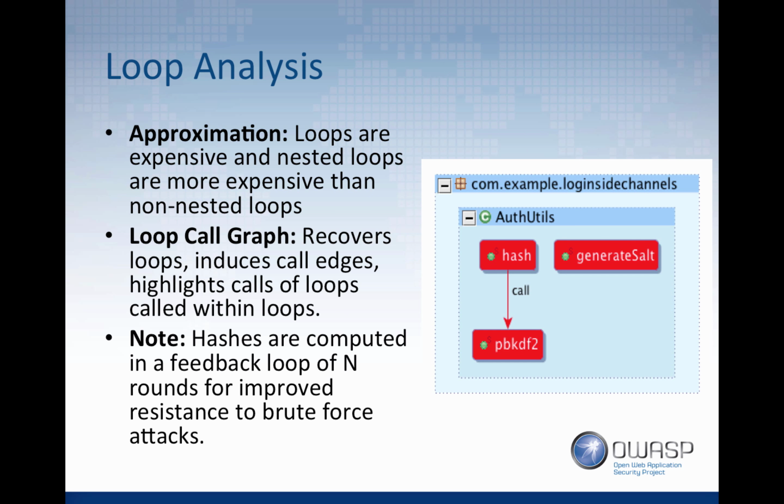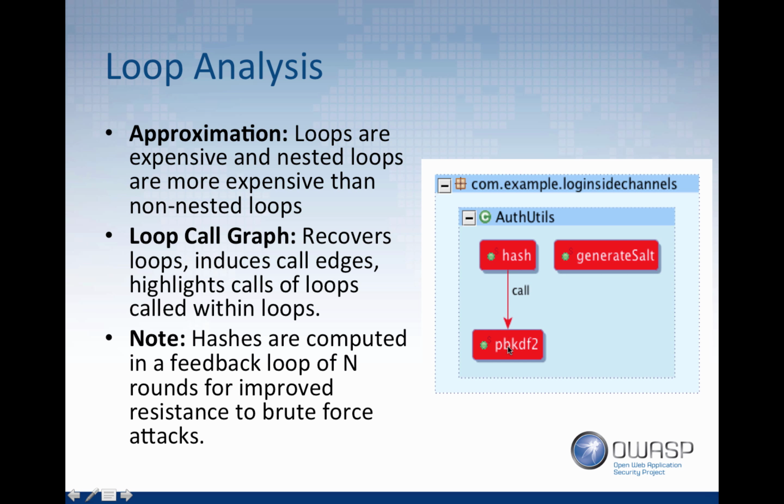And so our approach is, again, static analysis. We're trying to look for expensive things. So the first thing we do is take an approximation. We say, okay, loops are expensive, and nested loops are even more expensive, right? So first we generate that, and we look for loops within loops. In this application, we get a nice little graph here. Each one of these is a method.